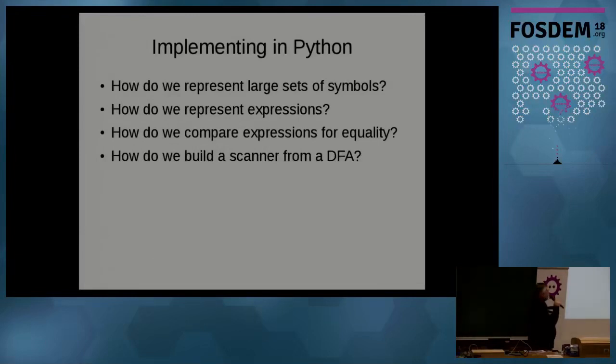When you want to implement this stuff in Python, there are a few key decisions you've got to make. How do you represent these large sets of symbols? If you're doing Unicode, you've got lots of symbols. How do we represent regular expressions? How do we compare expressions for equality? Because remember, we need to see if we've seen the same state before. And how do we build a scanner from all this?